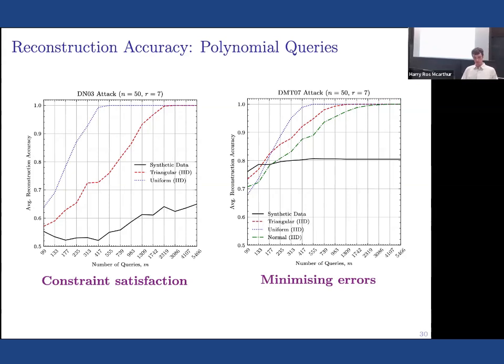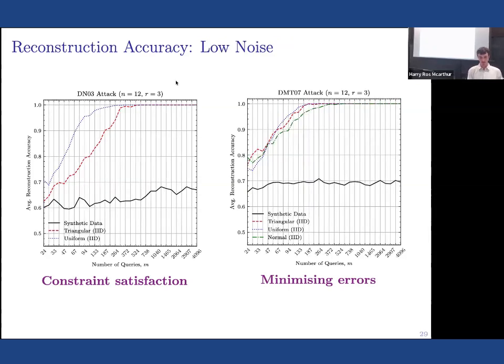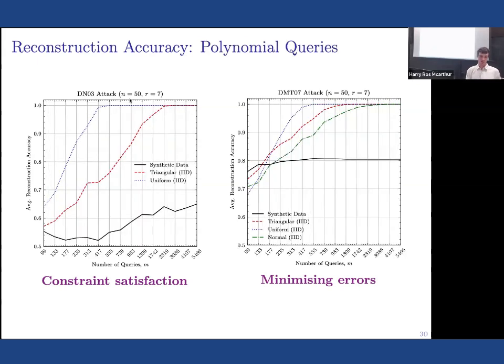You can increase the size of the database. Before it was size 12 with a noise bound of 3. Now I've got a database of size 50 with a noise bound of 7. You can't do exponential queries, so what I've done is a polynomial number of queries, and the same things apply. Because the same things apply as you scale it up, we would expect the same things to occur in real-world settings as well.